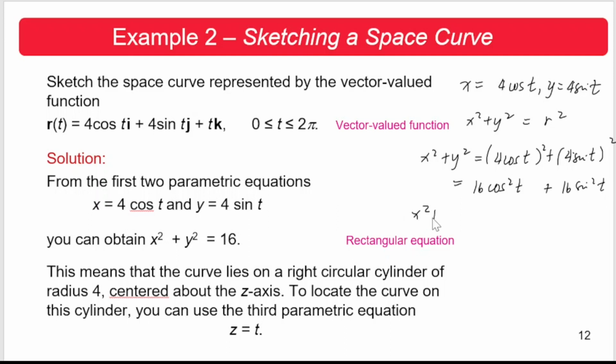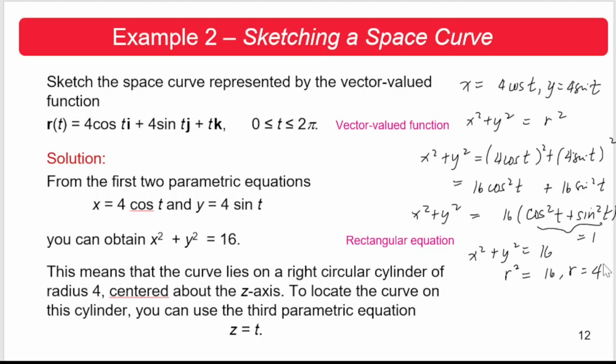So therefore, x squared plus y squared is equal to, because 16 is common, you can factor this out. So we have 16 times the quantity cosine squared t plus sine squared t. But in trigonometry, this is equal to 1. So therefore, x squared plus y squared equals 16, which indicates that the square of the radius is 16, so the radius is 4.